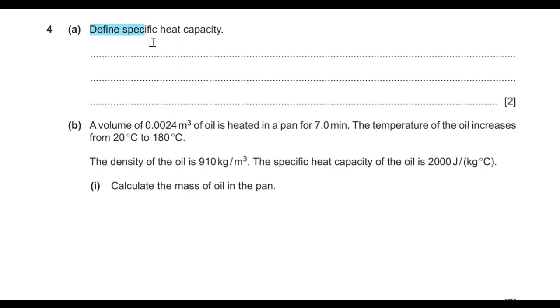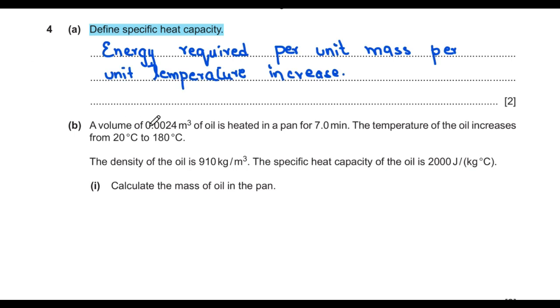Question number 4 says define specific heat capacity. It is the energy required per unit mass per unit temperature increase. That means this is the amount of energy we need for 1 kg of mass to raise its temperature by 1 Celsius. B part says a volume of 0.0024 meter cubed of oil is heated in a pan for 7 minutes.